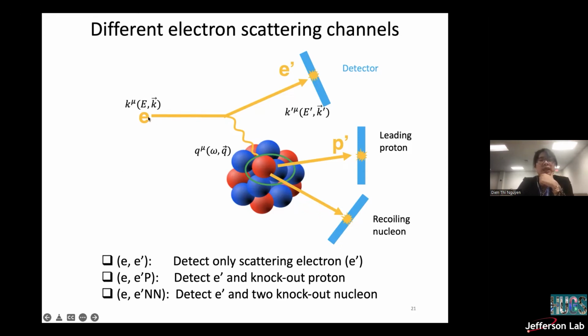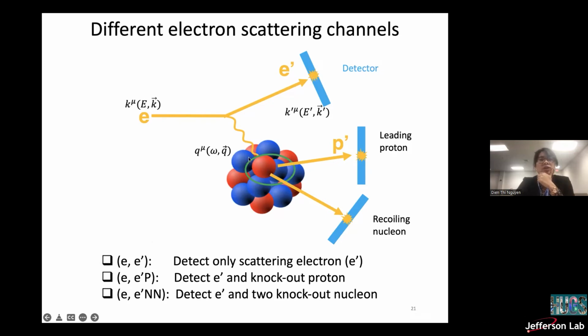It really depends on what final state particle you detect, which determines the name of the channel you measure. The simplest one is that you only detect the outgoing electron. That one we call EE prime. You see that this lists the final state particle you detected. For this simple channel, we call it inclusive scattering. So you may hear it many times, but that is what it is.